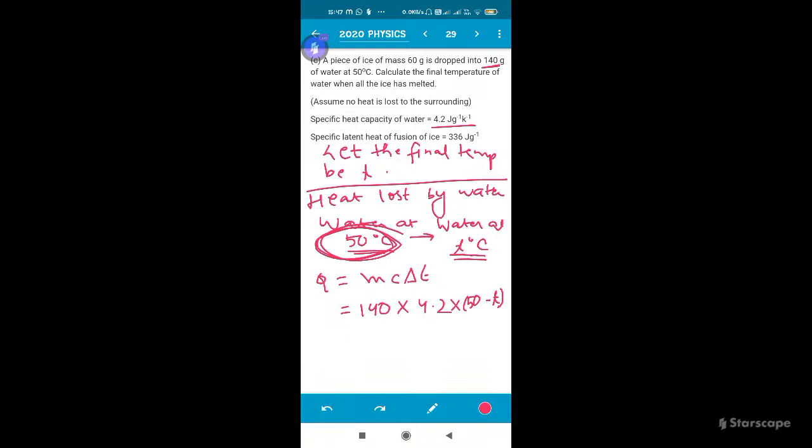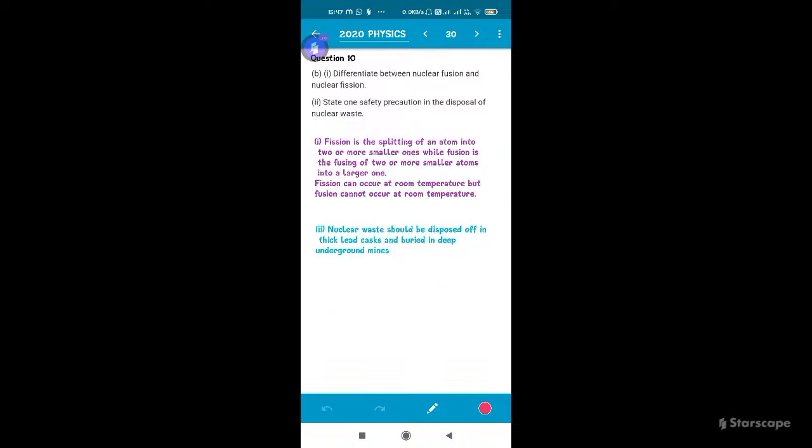Now heat gained by ice. So ice will not directly change into water at T degrees Celsius. It has two steps going on. We will see what it is. So heat gained by ice. So ice was initially at 0 degrees Celsius. It will first convert to water at 0 degrees Celsius. Without changing its temperature, it will just change its phase. Whenever change in temperature does not occur but change in phase occurs, we will use the latent heat formula. So our energy will be mL.